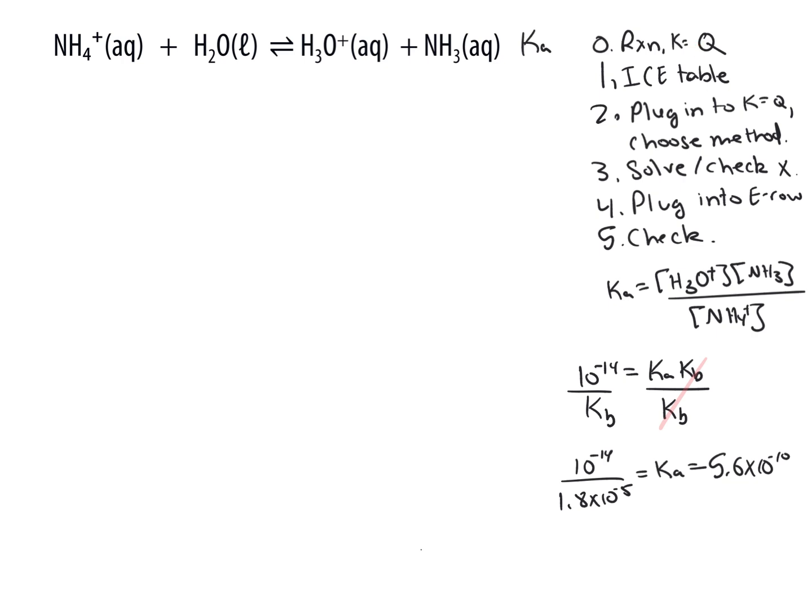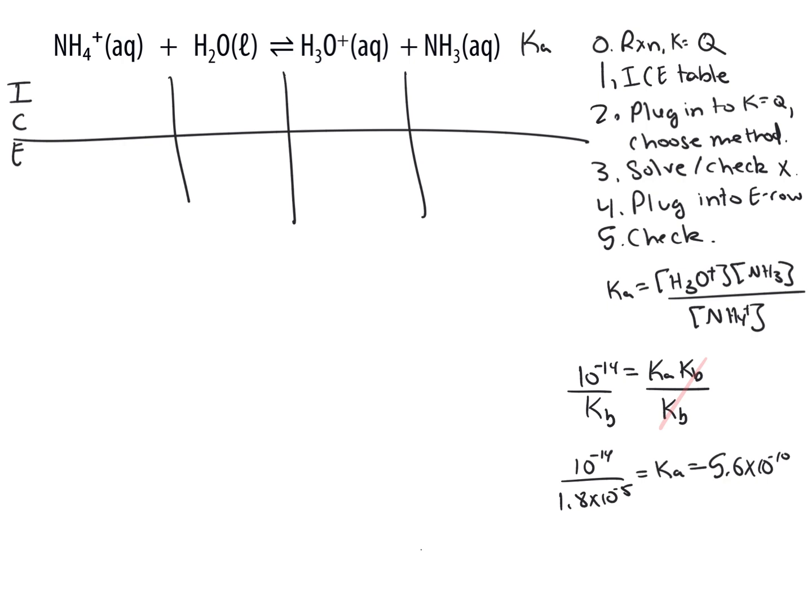Now step 1, our ICE table. We had on the previous slide 0.1 molar as our initial value of NH4 plus. H2O is a pure liquid, and we started with none of the products. Since we started with 0 products, the reaction has to run to the right towards products, so we'll make a little bit of those to get to equilibrium. Then we'll use up a little bit of NH4 plus. All the coefficients are 1 here. Equilibrium, 0.1 minus x, x, x. And that's the end of our ICE table.